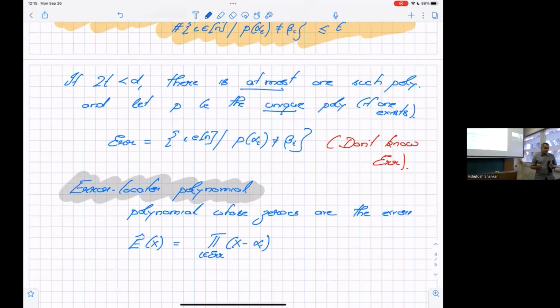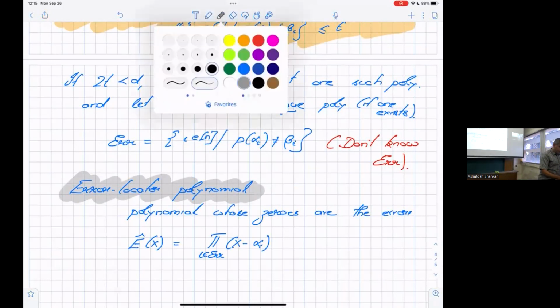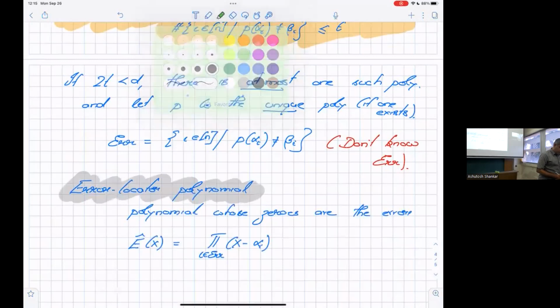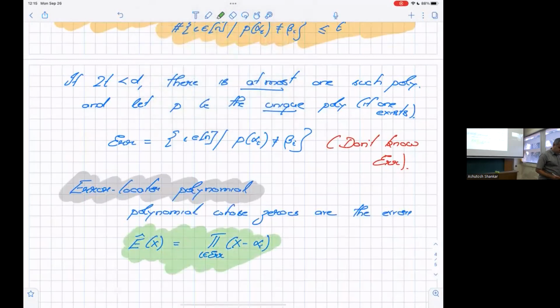Once again, notice we don't know E hat. If we know E hat, we can solve the problem, because once we have E hat, we can just go and find out what all its zeros are. Just try out all the points in the evaluation set, find out which are its zeros, and then we know the errors and can go ahead and do erasure decoding. So we neither have F nor E hat in our hand.